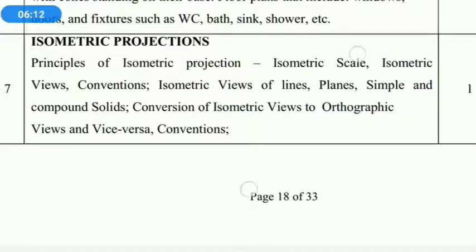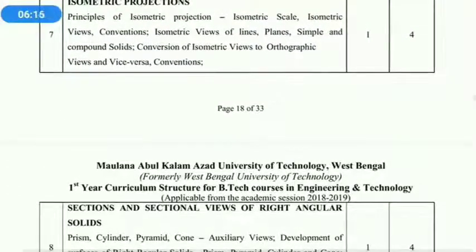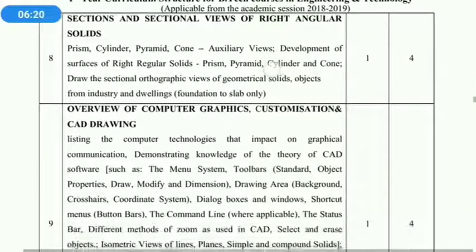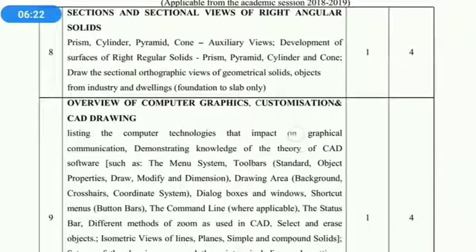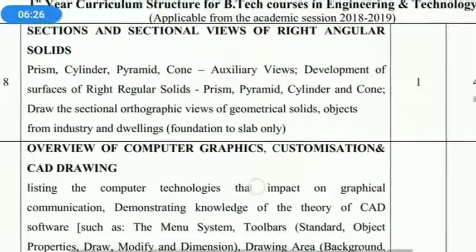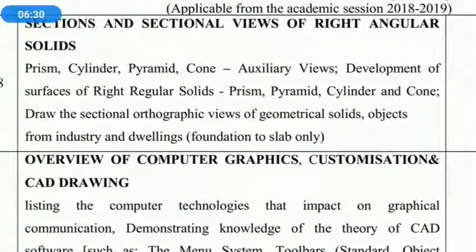We have to also learn the conventions as well. And it has also got 1 lecture and 4 practical periods. Now coming to the 8th module of engineering graphics and design, we have here sections and sectional views of right angular solids, which comprises prism, cylinder, pyramid, cone with their auxiliary views.